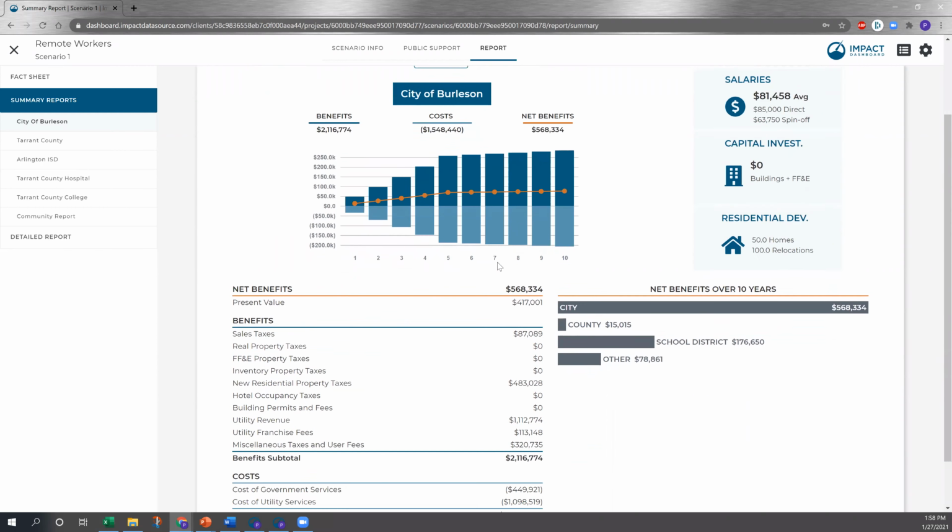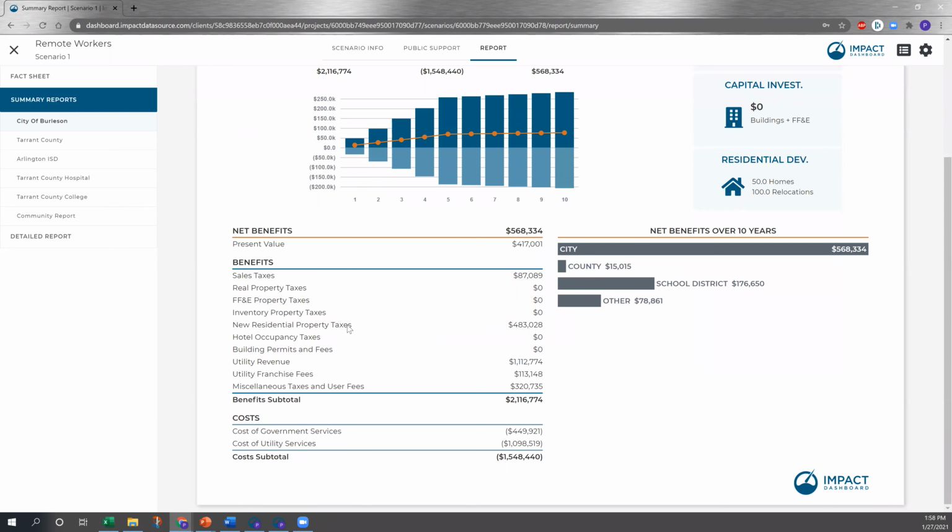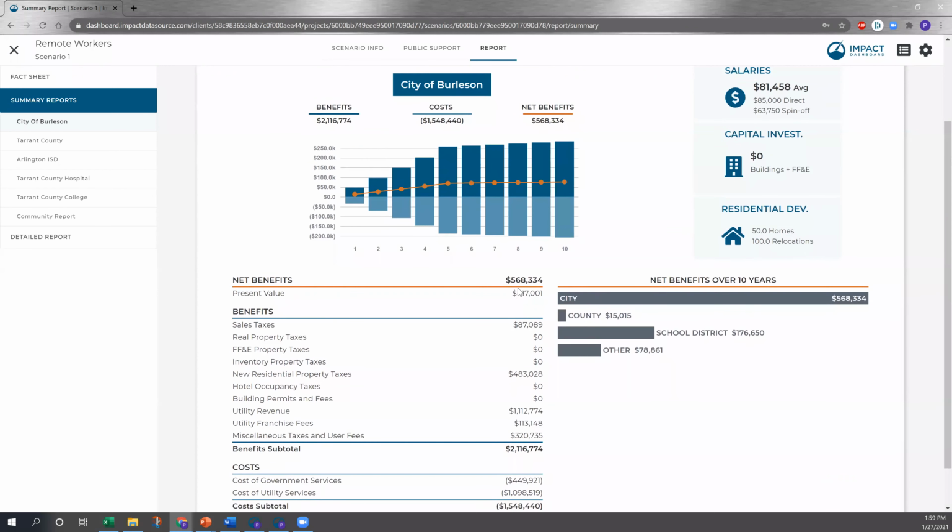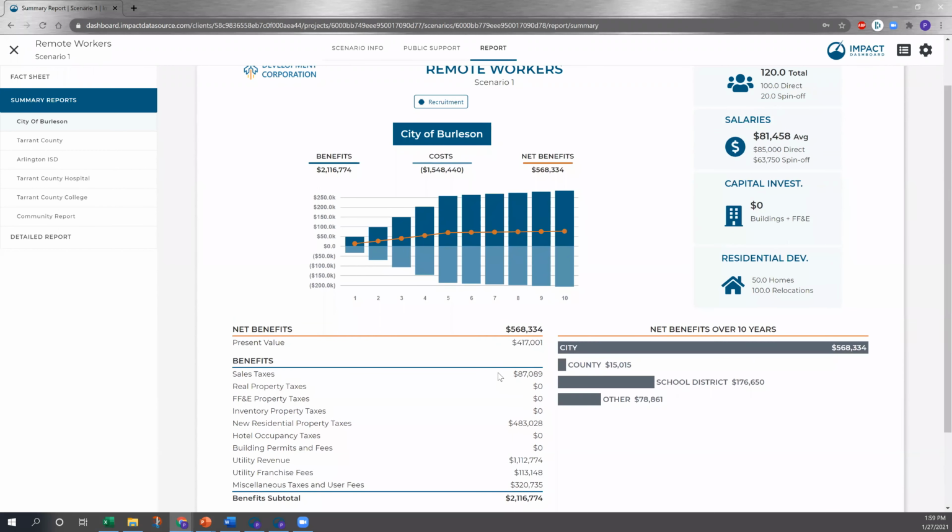If I scroll down here, we can see what's happening. We get a little bit on sales taxes, and I guess a lot on residential property taxes. That's the main driver of this whole thing. Picking up some additional revenues and costs here. This one's specific to Texas, and this is going to be different in every community. There are going to be different sources of revenue, sources of costs, and ways you might want to look at it. This one, as we see, is going to be generating $568,000 over 10 years.